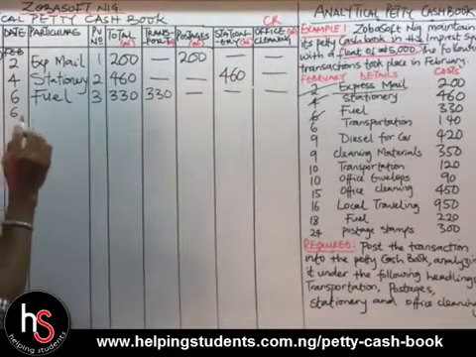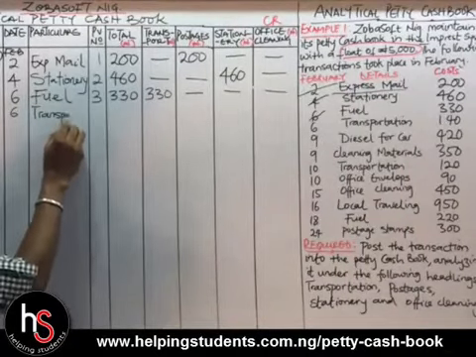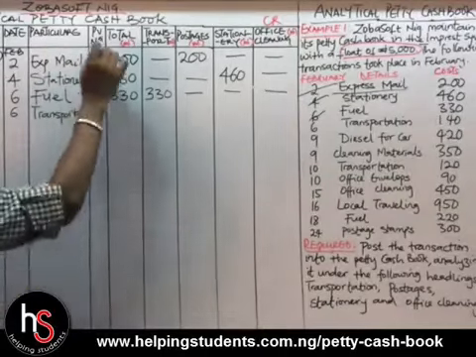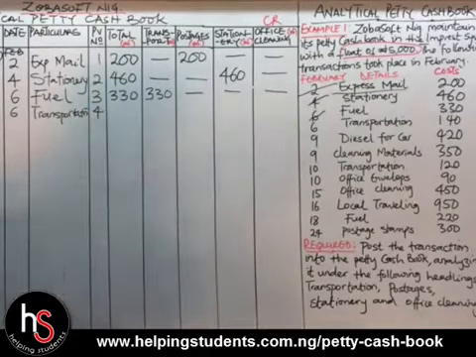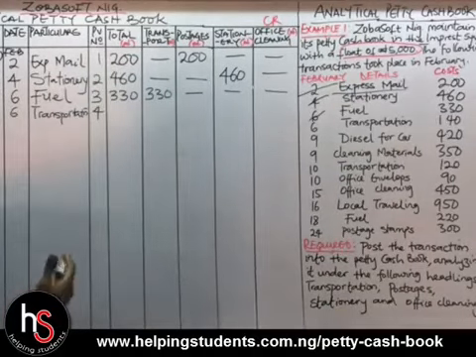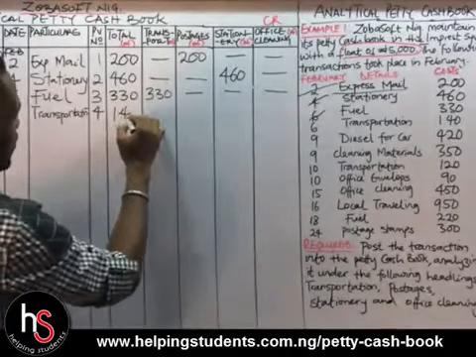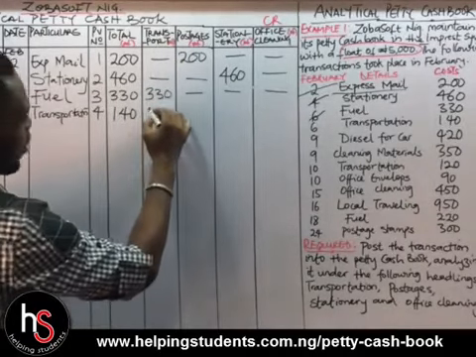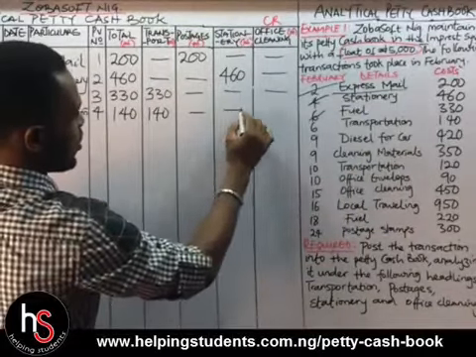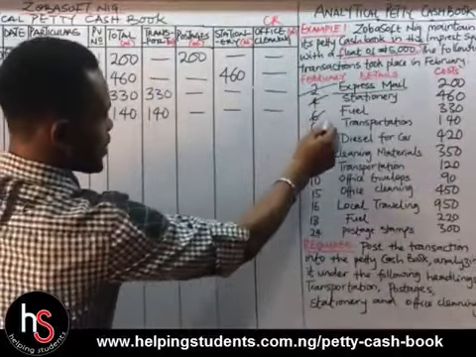Now we have another date on the same 6th. 6th again, we have what? Transportation. So this is for transportation under the particulars. Our PV number is going to be 4. Why is it 4? Because it is the 4th transaction we are recording on this segment, okay? So, how much is it? 140. Transportation, so we'll record it here, 140. Postages, no. Stationery, no. Office cleaning, no. We are done with this.